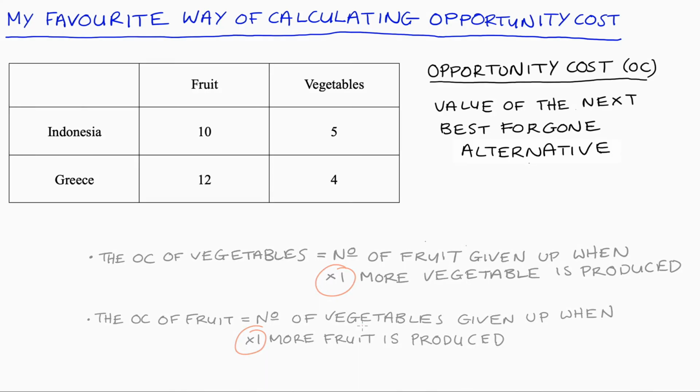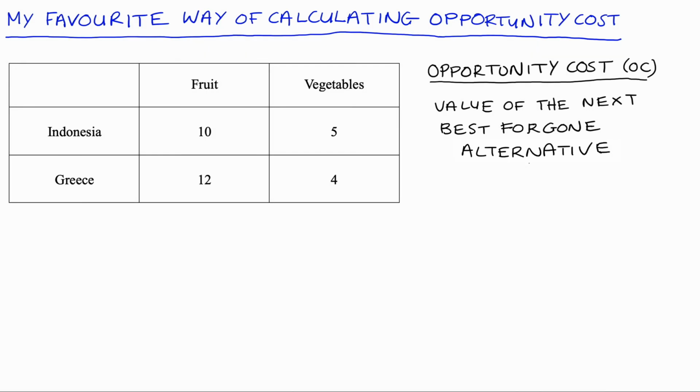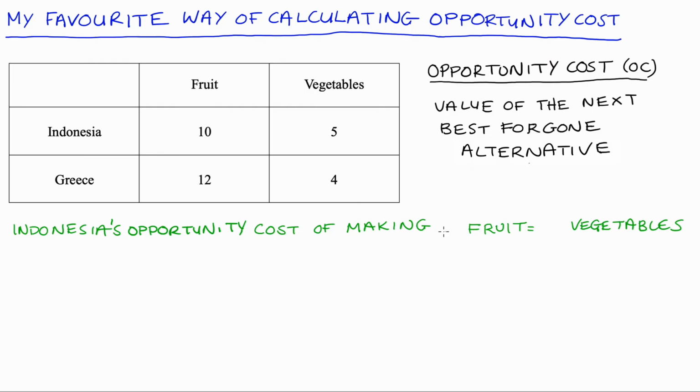Now, the table that we have here already does, in a way, report quite directly on opportunity costs. The table tells us that, for instance, if Indonesia put all their resources towards making fruit, they could make 10 fruit. And if they do that, they're giving up 5 vegetables, since that's the amount of vegetables that they could have produced if they used instead all their resources on producing vegetables. So for Indonesia, the opportunity cost of making 10 fruit is equal to 5 vegetables.